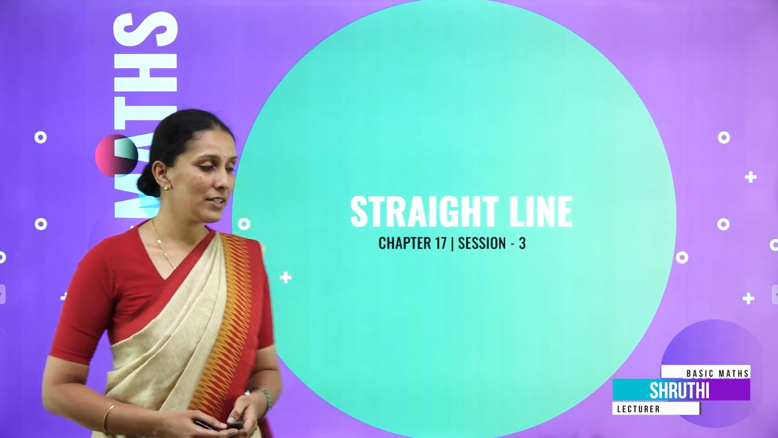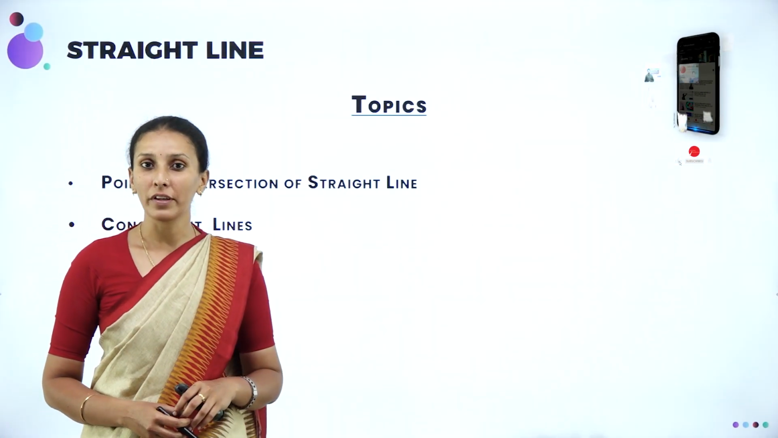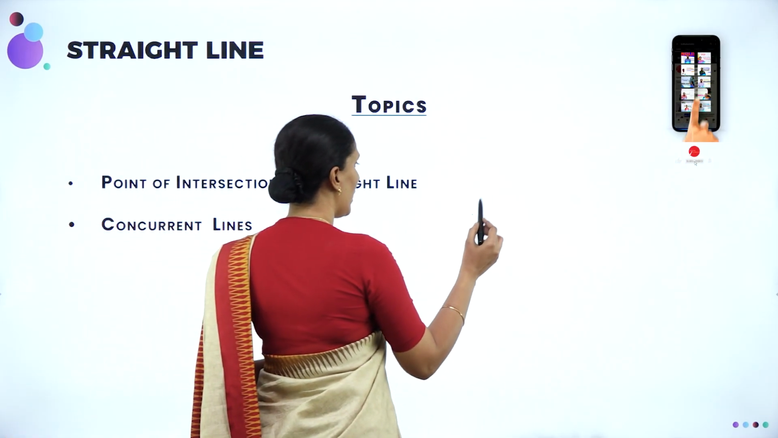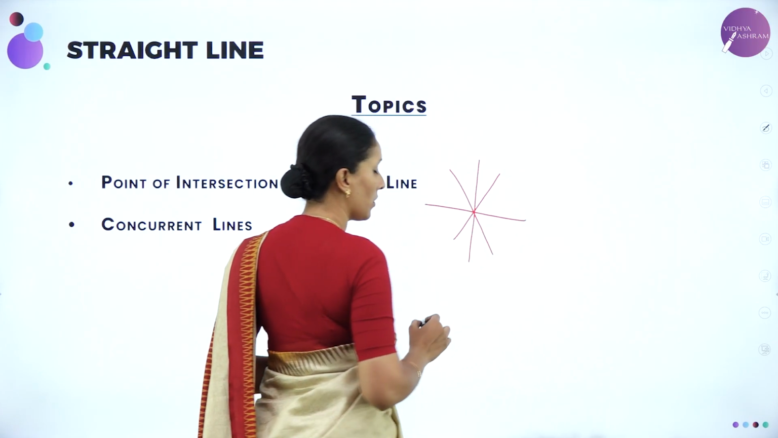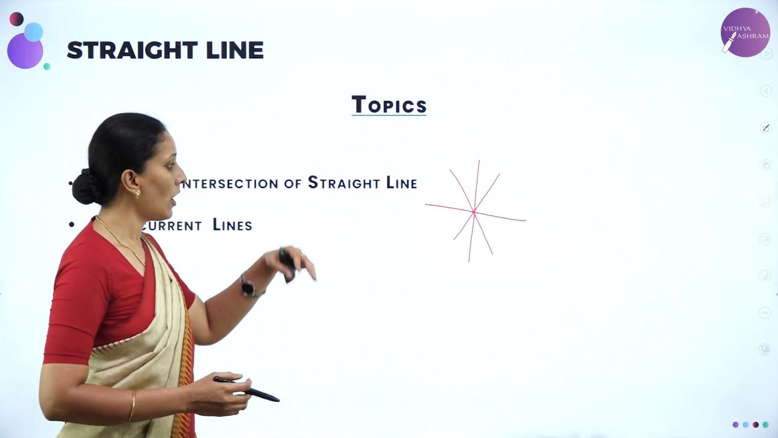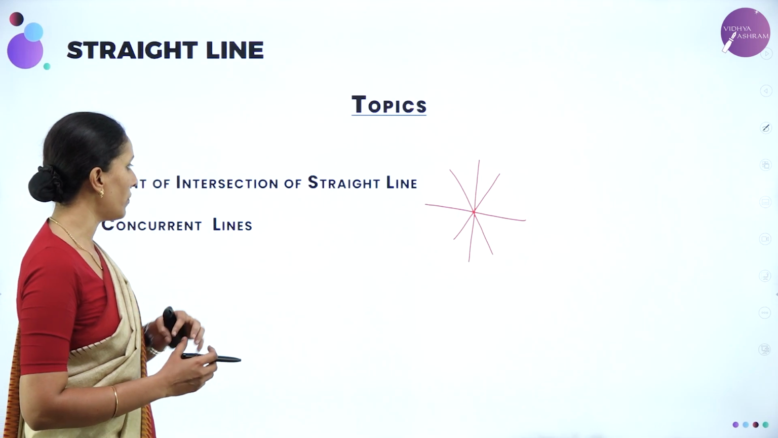Today in this session, in the chapter straight line, we are going to discuss the point of intersection of straight lines. So what do we mean by the point of intersection? We know through a point there can be many lines passing. So when certain lines are given, we are going to find their point of intersection. That is the point of intersection of straight lines.